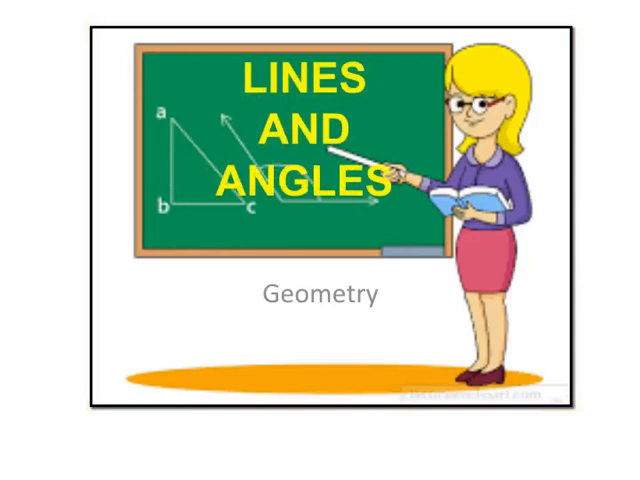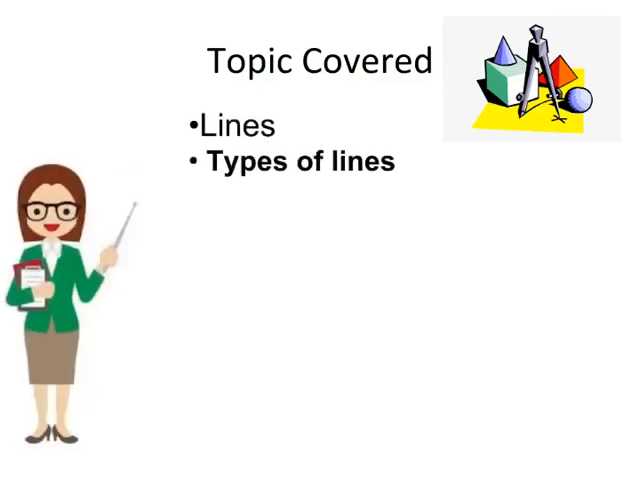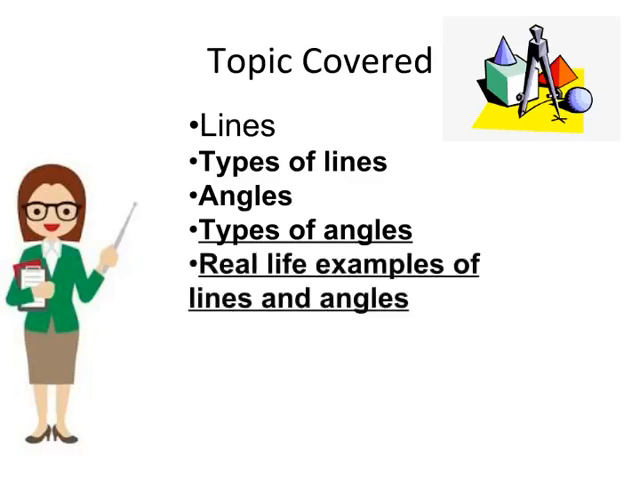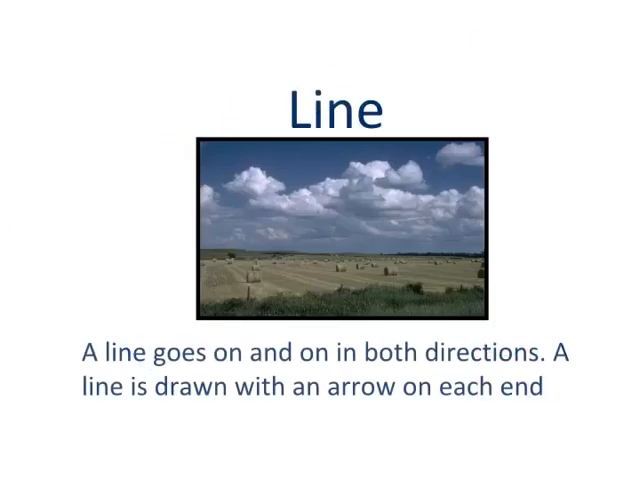Today you will learn about lines and angles. In this video you will learn about lines, types of lines, angles, types of angles, real-life examples of lines and angles. Let's start with lines. A line goes on and on in both directions. A line is drawn with an arrow on each end.